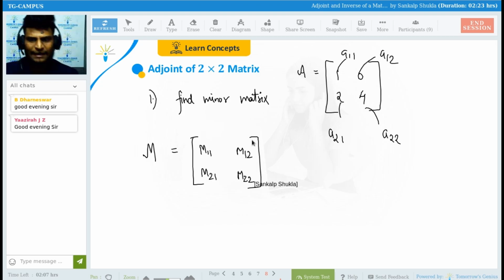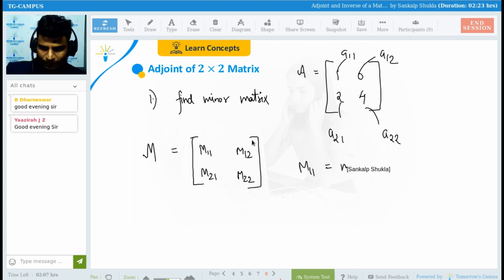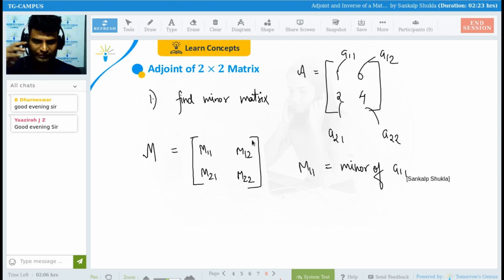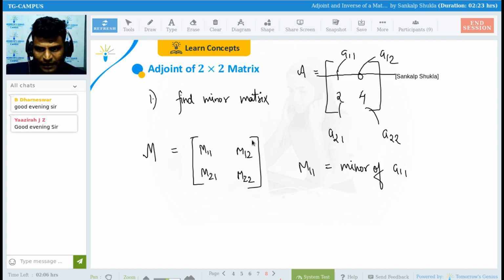So M11 means minor of A11. Whatever the element that is at A11 position, we have to find the minor for that. Now how do we find that? Just cancel the entire row and entire column of the element for which you are about to find the minor. That particular element, you have to cancel the row in which that element belongs and the entire column.